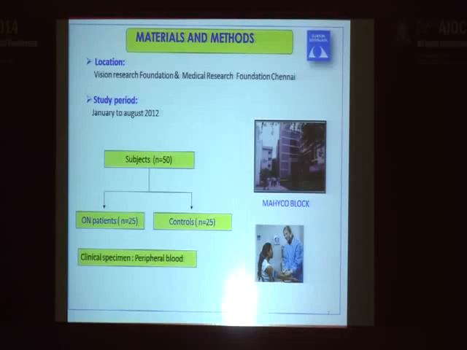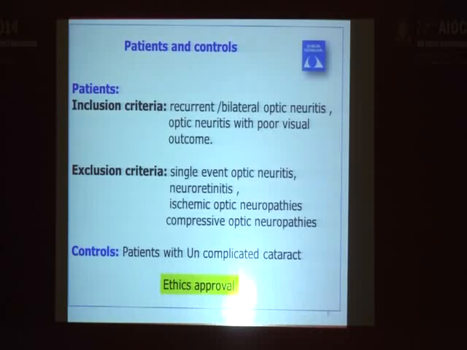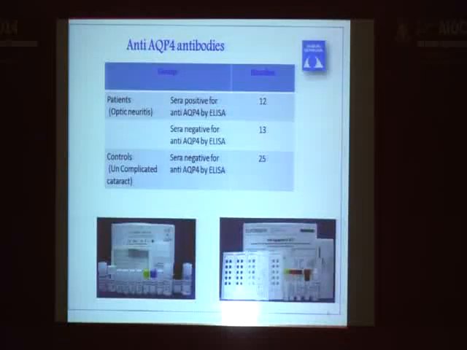We took almost 50 patients, 23 of them were controls, uneventful cataract patients, and 25 patients were optic neuritis, proven demyelinating optic neuritis patients by all the clinical evaluations. So we included only the recurrent and bilateral optic neuritis patients and those with a poor visual outcome at least by 4 to 6 weeks, that is less than 6/60. And we excluded the other causes of optic neuritis and optic neuropathies by detailed blood and other evaluations as and when needed. And after an ethical approval, we used these two kits for the comparison. One is an immunofluorescence and the other is an ELISA kit.